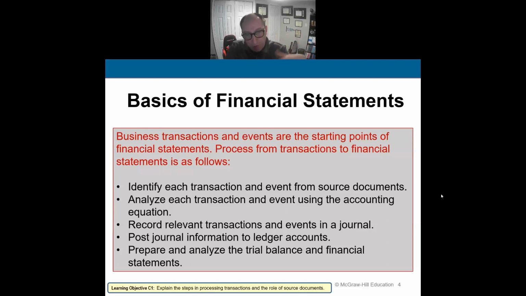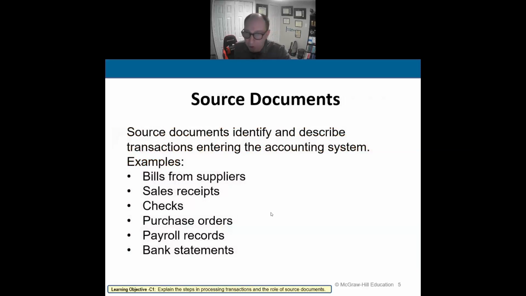And after we've recorded our transactions, we prepare and analyze this thing called a trial balance, and then we record everything to the financial statements. This is all a part of what we call the accounting cycle. And we'll talk all about that. So let's break each step down one at a time.